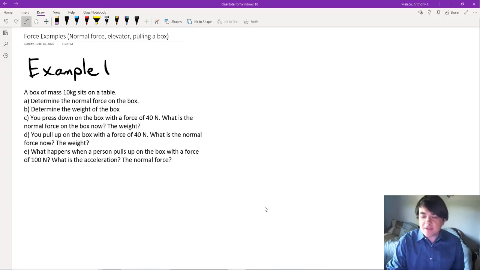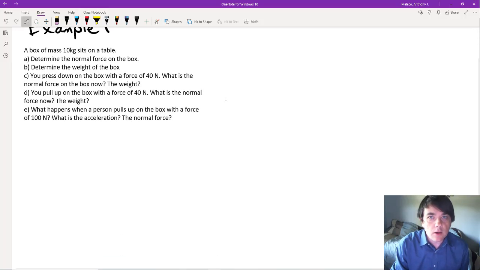And so in this video, what we're going to do is go over force examples. We're going to go over some intro force examples, normal force, an elevator example, which is just a normal force example but with a moving system, and then what pulling a box looks like.